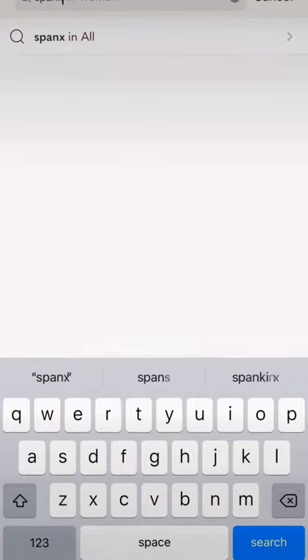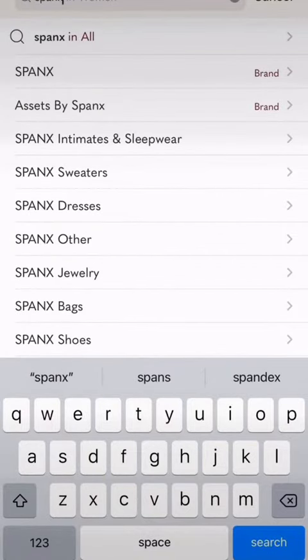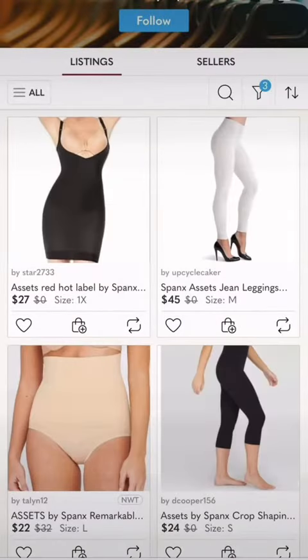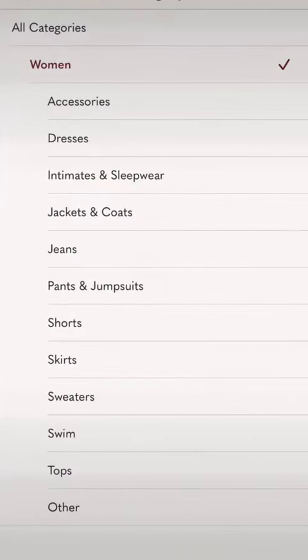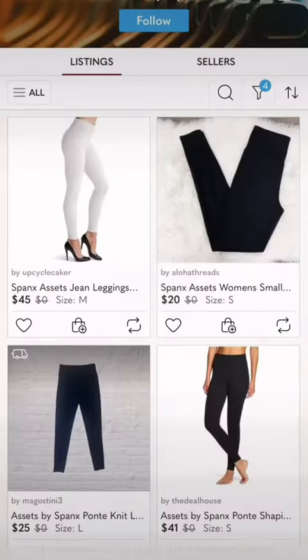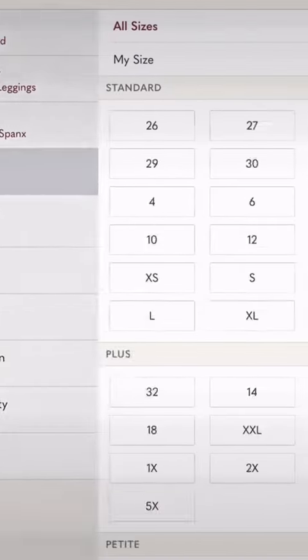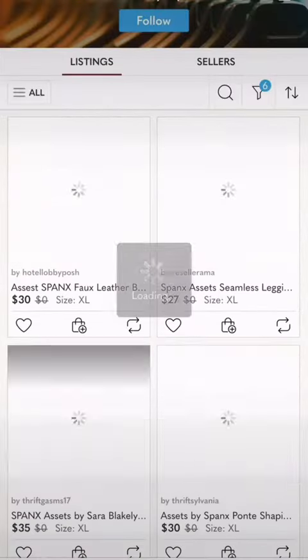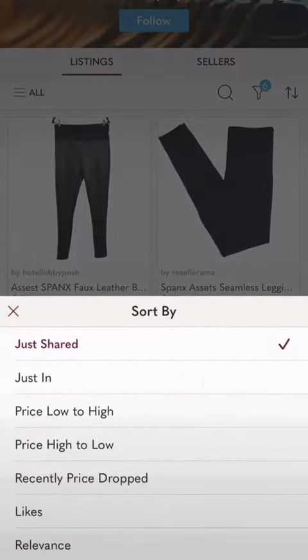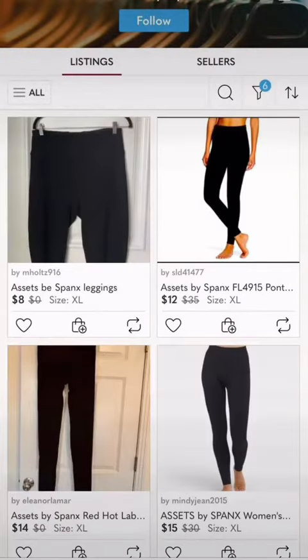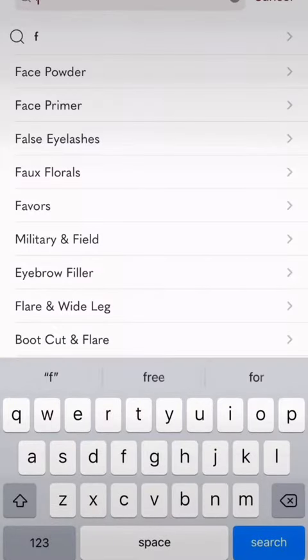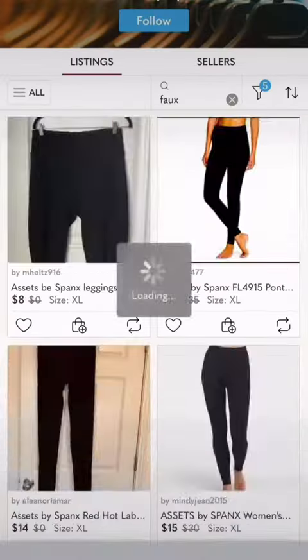and I'm going to type in the word Spanx. And actually, I'm going to do Assets by Spanx because that's what this brand is. And then I'm going to go up here to pants. We're going to go to leggings. I'm going to make the color black. Then I'm going to do the size, which is extra large. And then I'm going to look low to high. And I'm going to type in faux, just for faux leather.